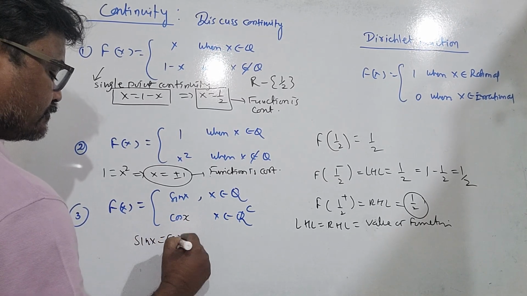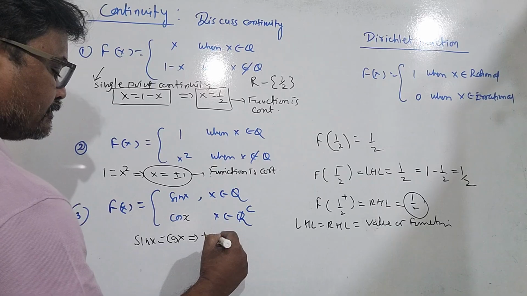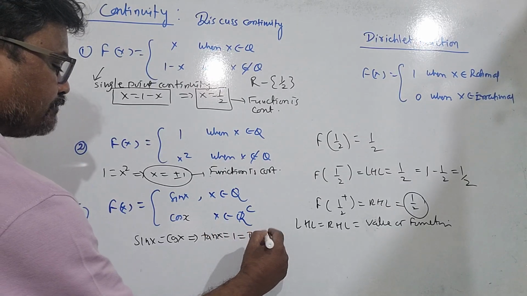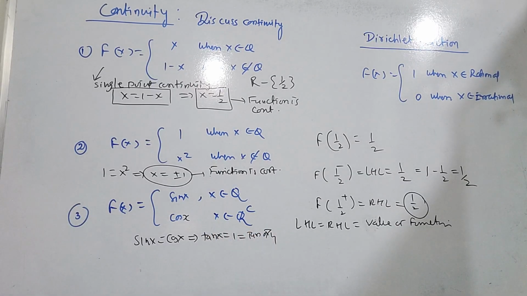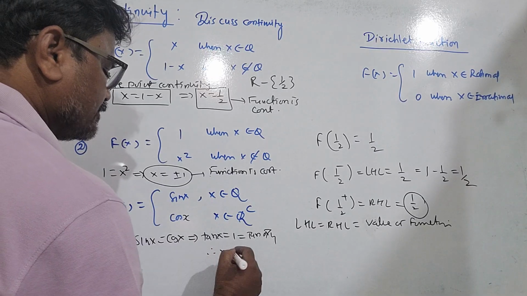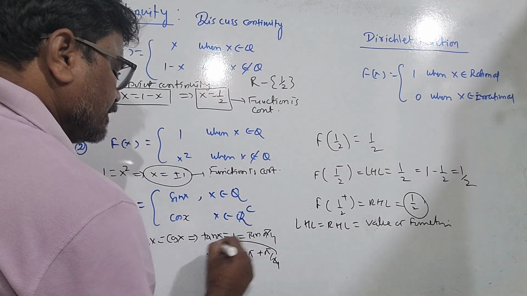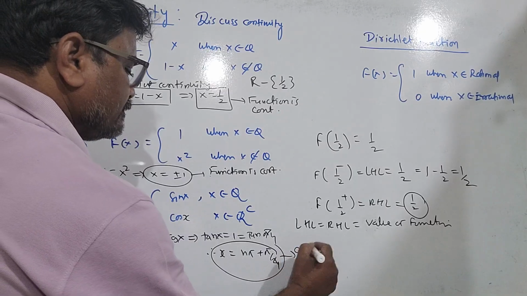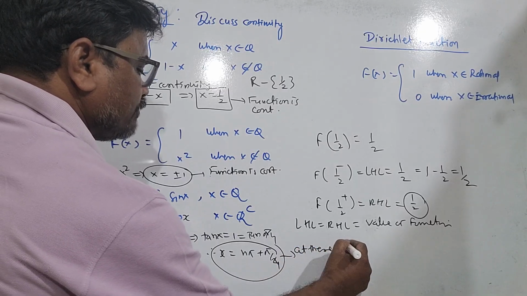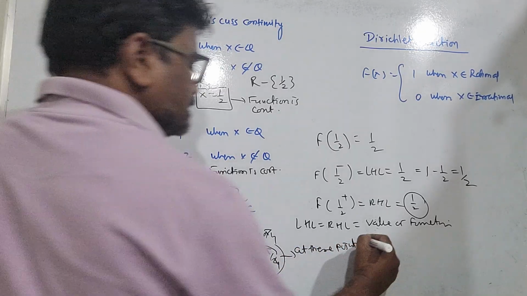Coming to the third one, this is sin x equal to cos x. So that gives tan x equal to 1, that is equal to tan pi by 4. Correct? So therefore I can have x equal to n pi plus pi by 4. So at these points the function is continuous.